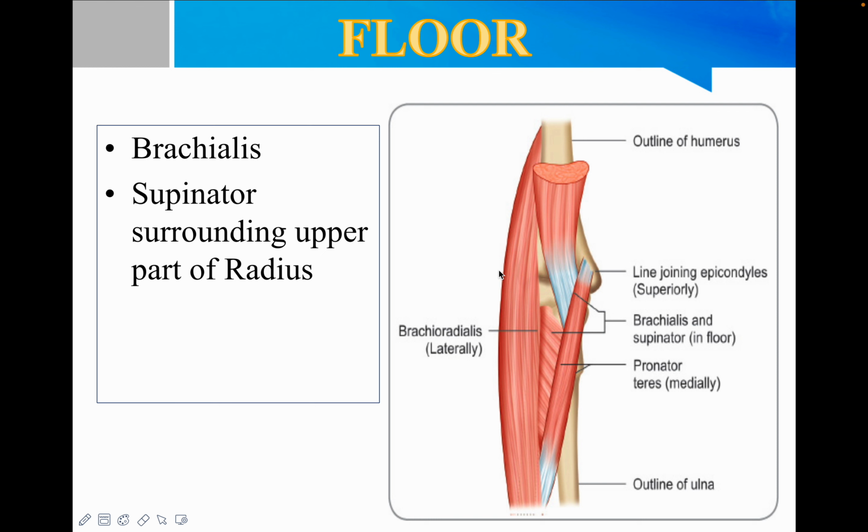The floor of this triangle is formed by two muscles, that is brachialis, the muscle of the front of the arm, and supinator. Brachialis is coming from the humerus to the ulna for getting inserted, and supinator is going from the upper part of the ulna to the upper part of the radius for insertion, and these two muscles are at such a location that they form the floor of the cubital fossa.